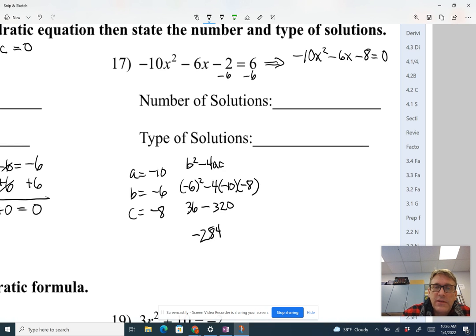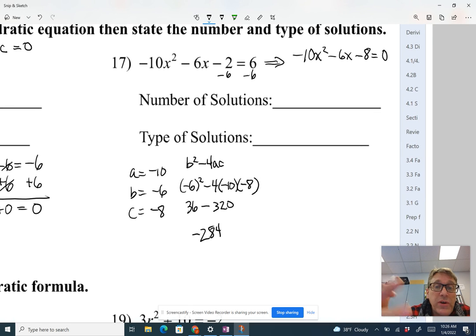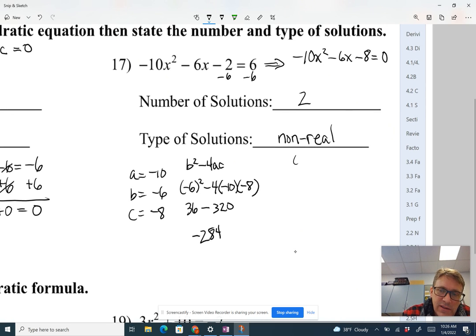So since it's negative, we don't have any real solutions, 0 real solutions. We still have 2 solutions, but they would be non-real solutions, or you could also write that they're imaginary. They're going to have that imaginary unit i in them, which may not be pure imaginary, they may be complex, but you get the idea. They're going to have that imaginary unit i in them.